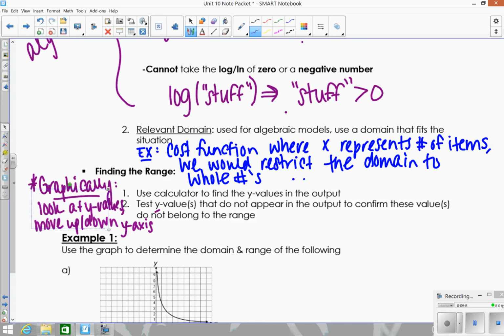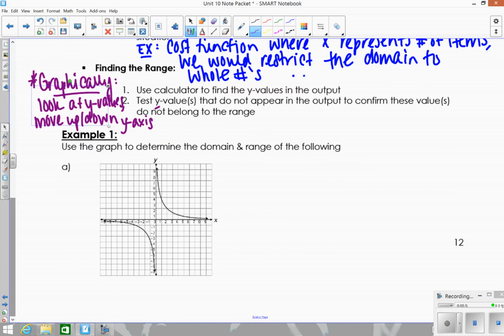So looking at some examples here, in this example we want to find the domain and the range. The domain, remember, is moving left to right across the x-axis if we're looking at it on a graph. So if you look at this function, as I move from left, this has an arrow, so it's going to start at negative infinity. It's going to keep going to the left.